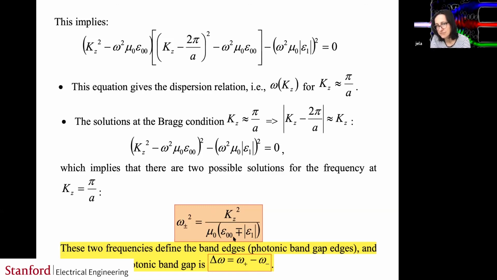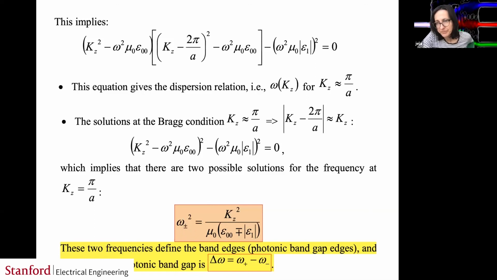It's a straight line. But then if you turn the perturbation on, meaning you crank up your Fourier coefficient epsilon 1, two solutions pop up. That's not the solution for your omega k anymore. Instead, you have one point which is above that first solution. That would be omega plus, which is k divided by square root of mu naught epsilon 0,0 minus epsilon 1. And the other one would be divided by square root of mu naught epsilon 0,0 plus epsilon 1.